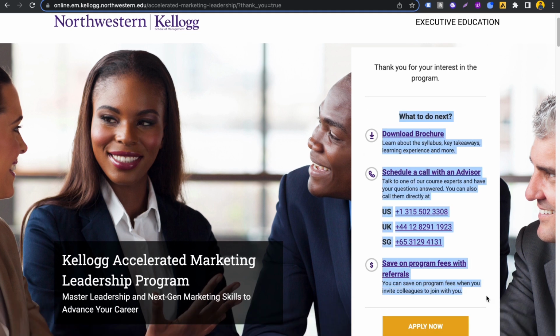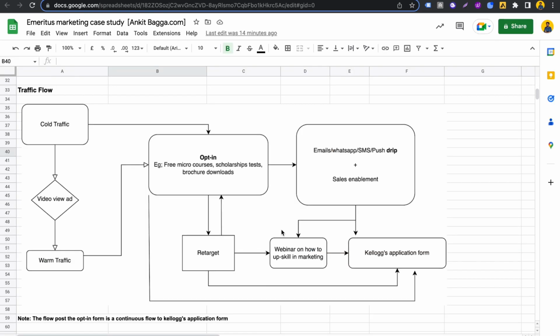and then this entire information is basically taking you to the next part of the funnel, where you can schedule a call with the advisor, or save on the program with referrals, or apply now. So you could go further into the funnel by opting in. This opt-in was for the brochure. We could use different micro courses, scholarships, and things like that for that.